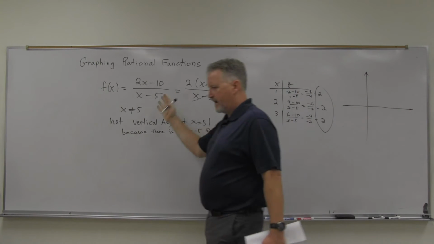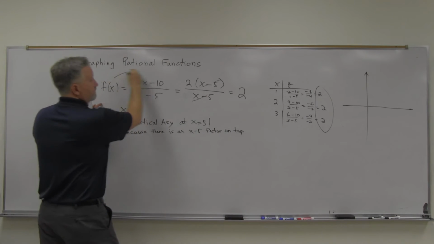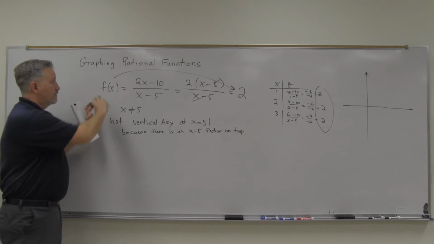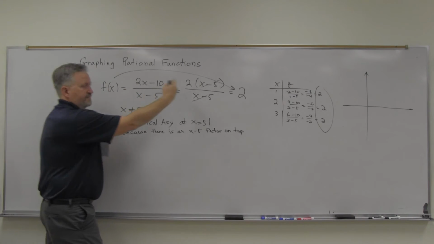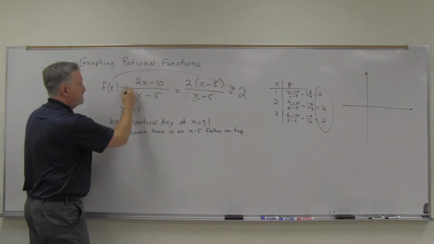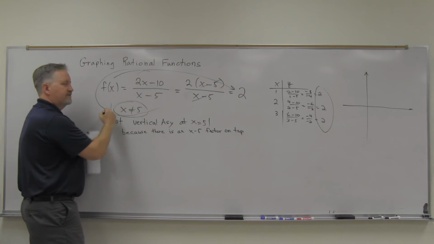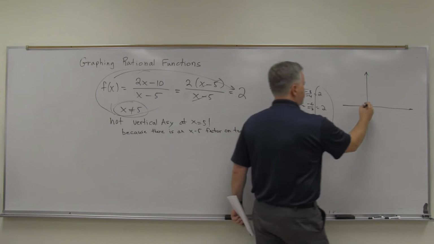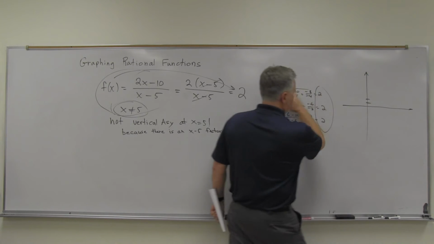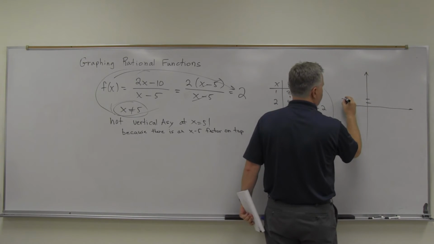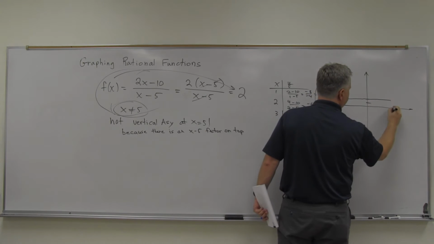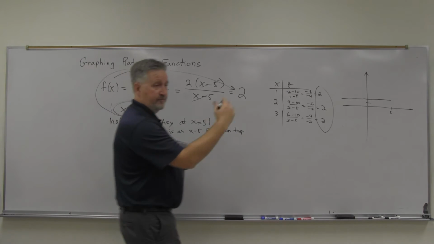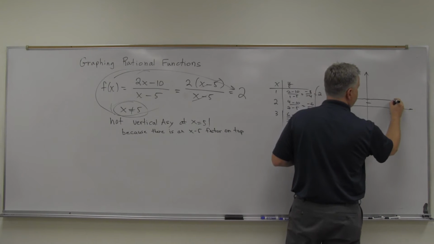Here's the thing. This graph is the graph of that, with one little exception. The original function was this, which simplifies down to 2. However, on the original function, isn't it still the case that x can't be 5? So we've got to do something a little different at 5. If I graph these points, it's just a horizontal line at 2. All the y values are 2, until I get to 5. At 5, though, it's undefined. So there's a break in the graph at 5, and then it picks up.